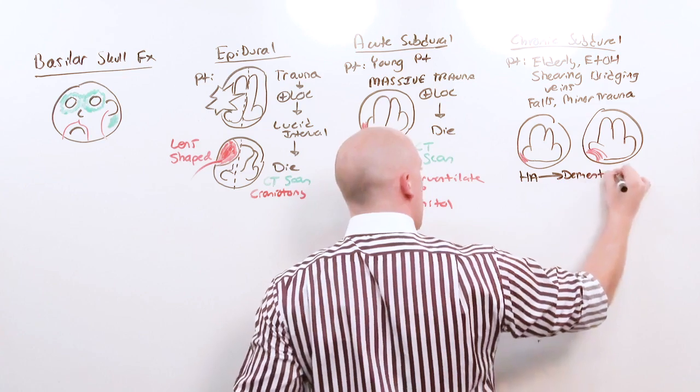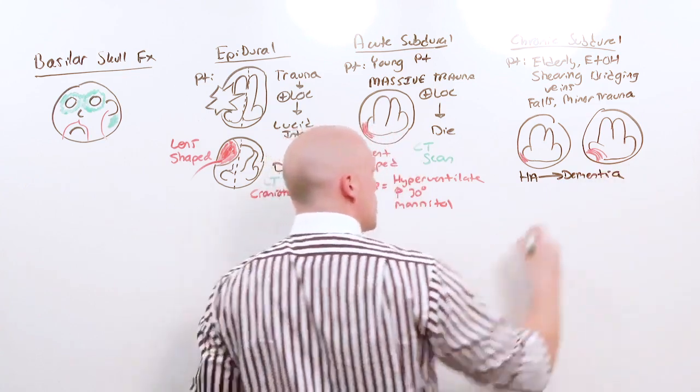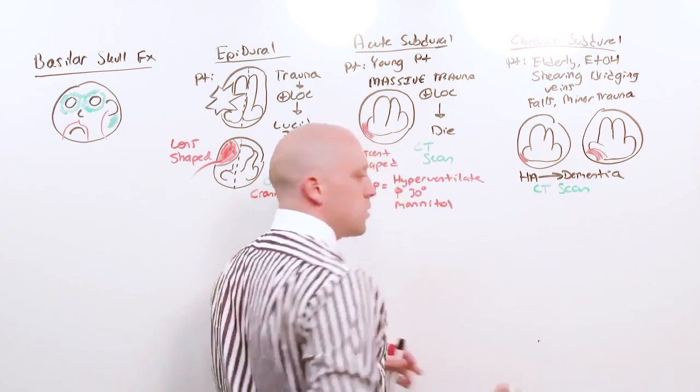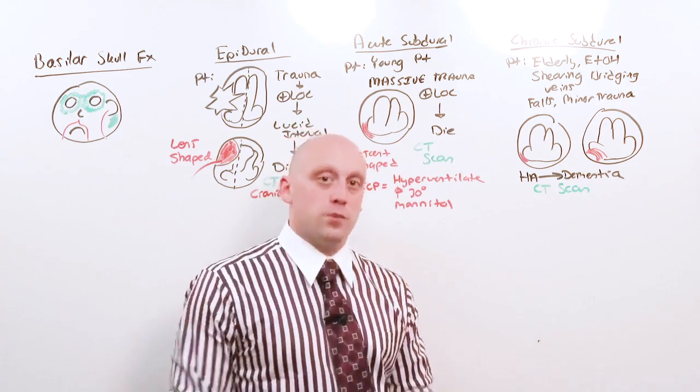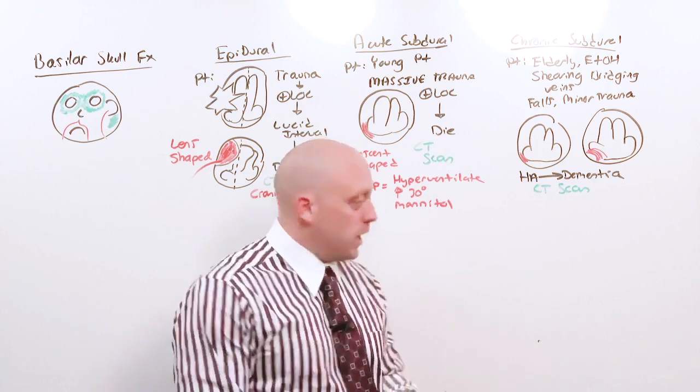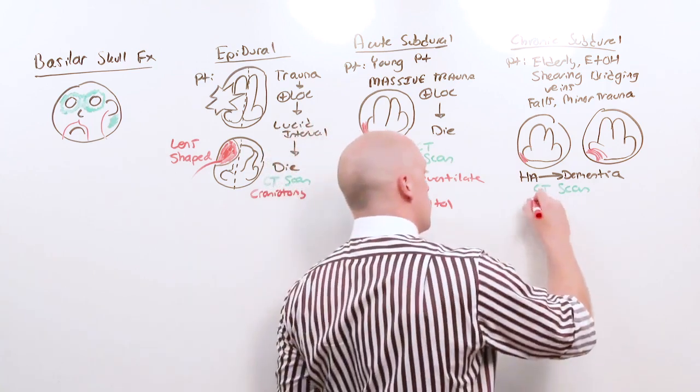is one of the reasons why, when you work up dementia, you get a CT scan. You're not looking for the brain atrophy to confirm, yeah, they're demented. You're looking for something you can reverse, and one of that would be a chronic subdural hematoma. If you find it, you do a craniotomy or a burr hole and drain it.